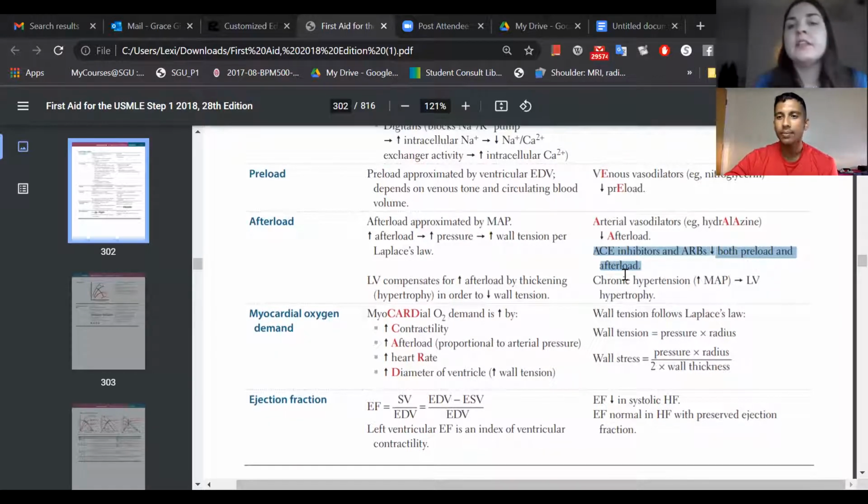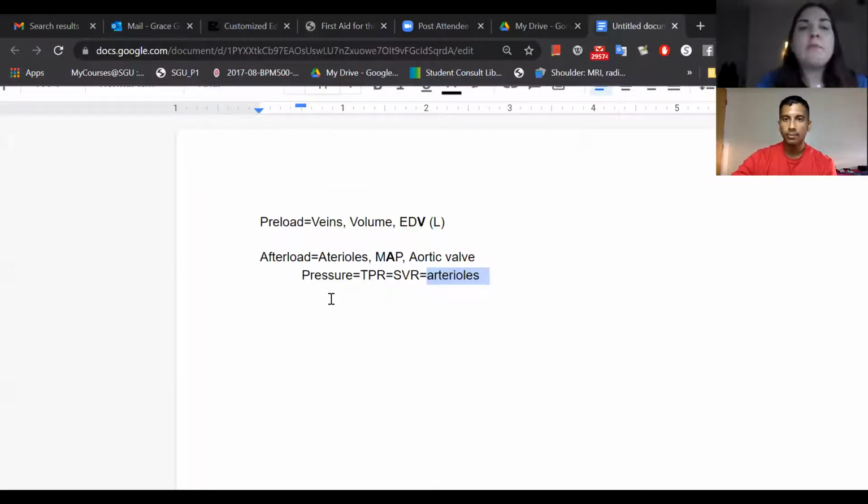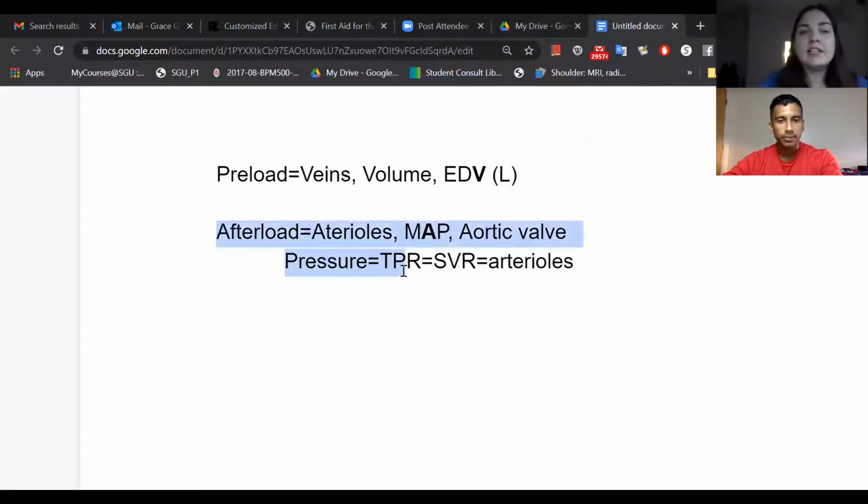Beautiful. Okay. We also talked about with Laplace's law, if you have chronic hypertension, chronic high arterial pressure, you're going to have left wall hypertrophy, which could be fine, could also be really bad if you have heart failure. Okay, so back to our little list here: preload, veins, volume, EDV; afterload, arterioles, MAP, aortic valve, which also plays closely with our resistances and our pressure. Right. So we understand and can control a lot more of this part than this part.